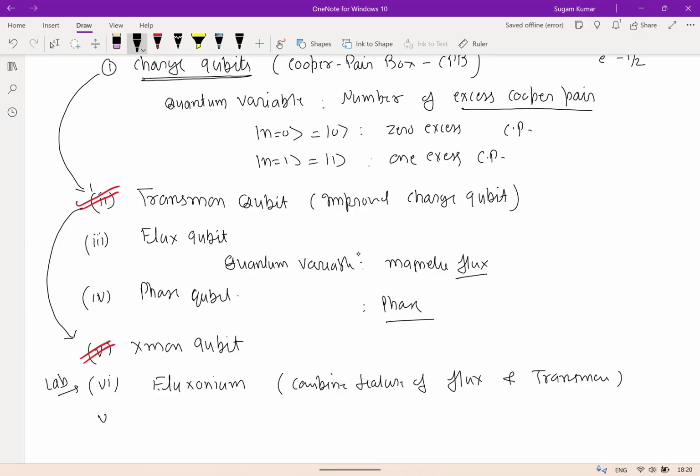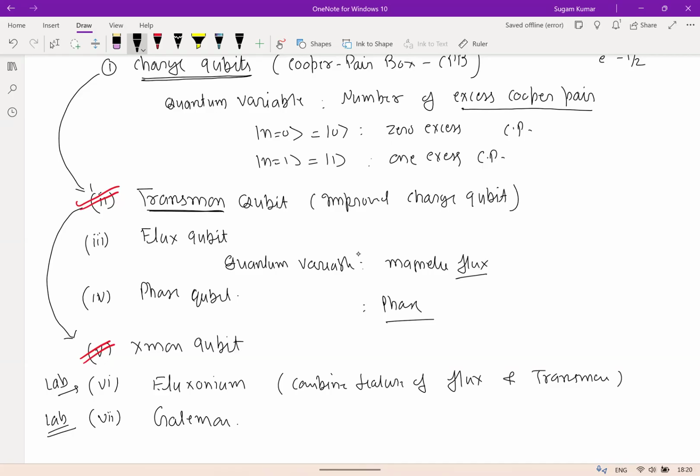Another is the gatemon. So these are the possible categories. Okay. So this is also in the lab. Research is still going on on the fluxonium and the gatemon. So as you mentioned the transmon, now I can give one or two lines on each.